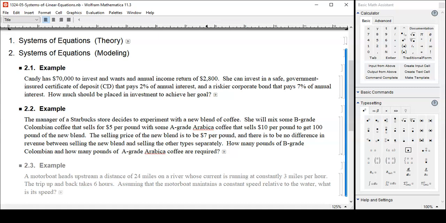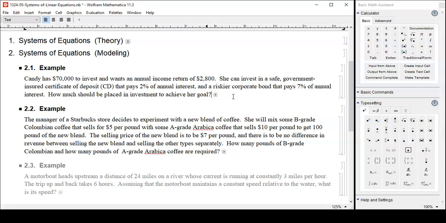Candy has $70,000 to invest and wants, sorry about the typo. Okay, let's redo. Candy has $70,000 to invest and wants an annual income return of $2,800. Annual income return is an uncountable noun. Okay, that's better, that's more grammatically correct. Let's start all the way from the beginning.